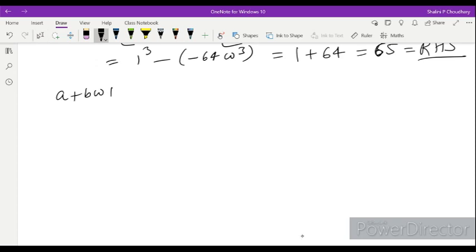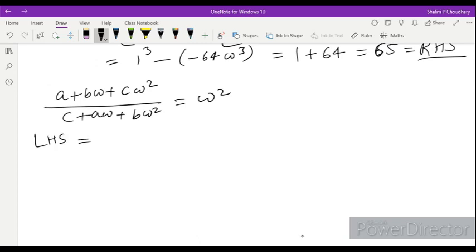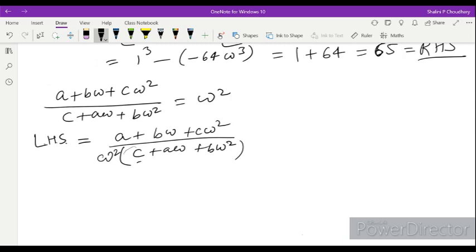Okay. So one more question we'll do, and in that question also we have to show that (A plus B omega plus C omega square) divided by (C plus A omega plus B omega square) is equal to omega square. So first of all, we'll take LHS, that is equal to (A plus B omega plus C omega square) divided by (C plus A omega plus B omega square). So can you see, when you will multiply by omega square in denominator, this will be equal to C omega square, A omega cube. So A omega cube will be equal to A into 1. Omega cube is equal to 1.